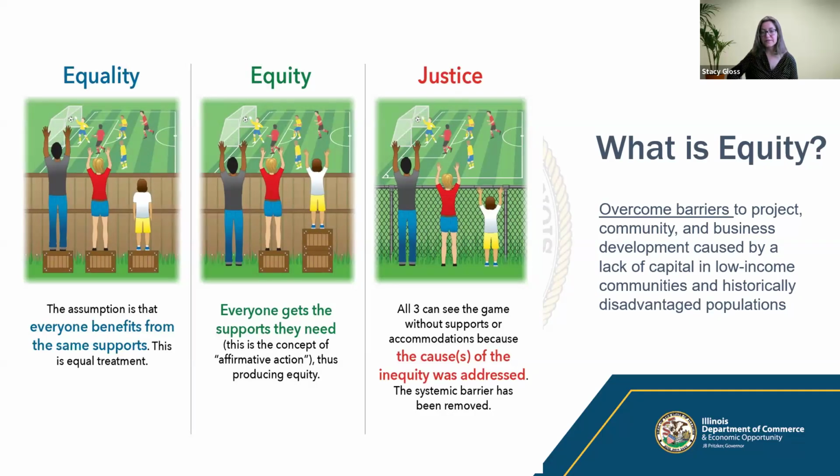In the image on the left, equality does not account for the height of each individual trying to see over the fence. As a result, even though each person received the same support, someone is still left out of being able to see the soccer game. Equity ensures everyone receives the support they need in order to participate. CEJA is written with equity activities that have the potential to yield justice, changing outcomes.